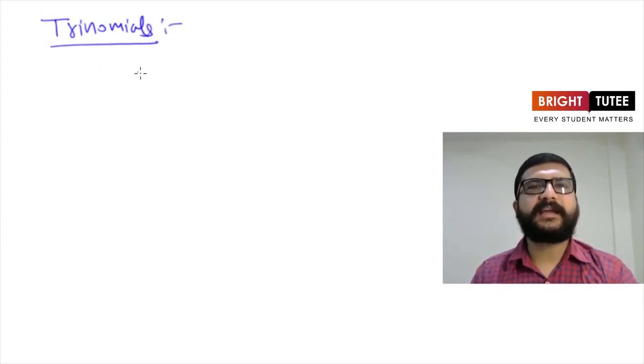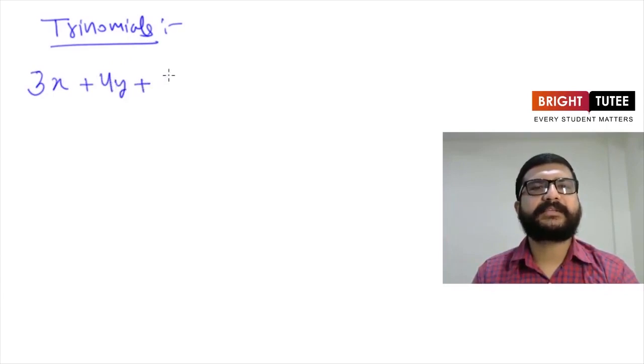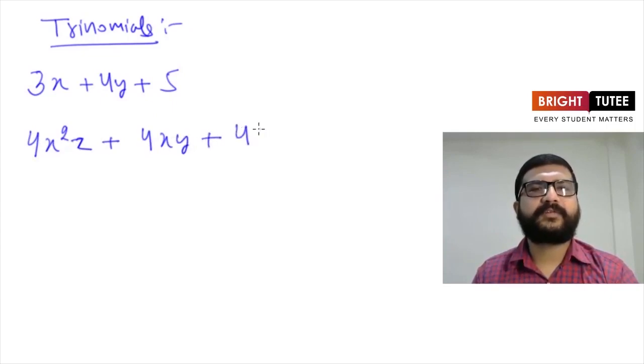Now let's move to the third category, it is trinomial. Trinomial means we should have three unlike terms. So let's say we are having 3x plus 4y plus 5. Now how many terms are here? Here we are having three unlike terms. The first term is 3x and then it is 4y and then 5. Similarly we can have 4x square z plus 4xy plus 4zx square plus 2x.